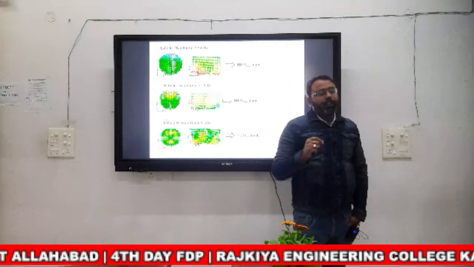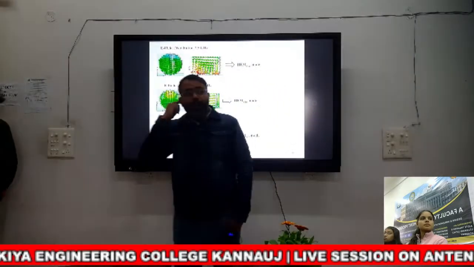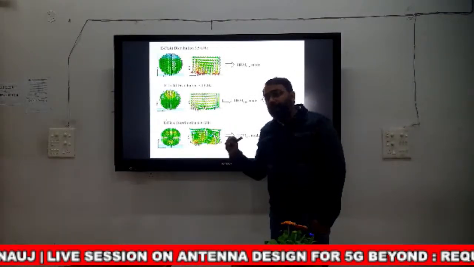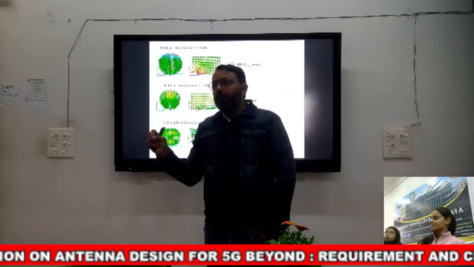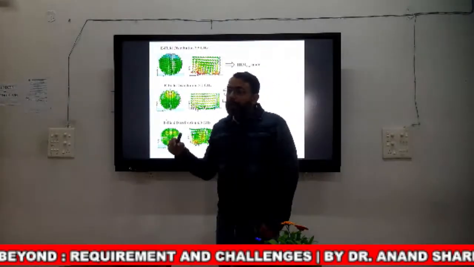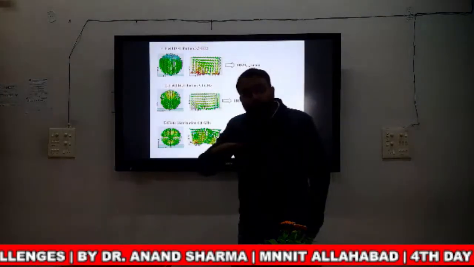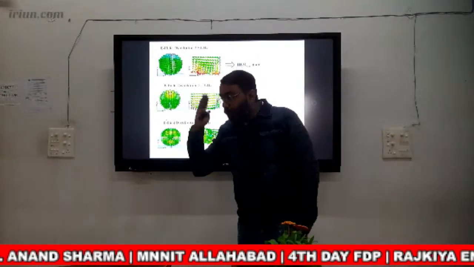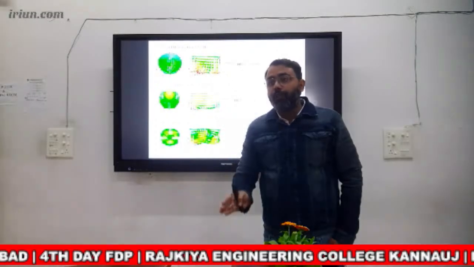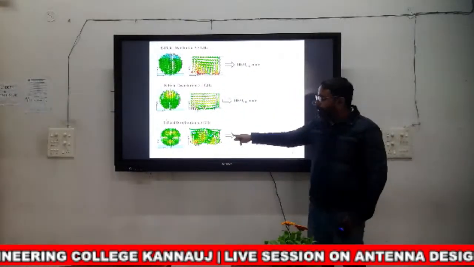Now one more thing which I want to discuss here is, in case of a DRA, as I already discussed from the first slide, dielectric resonators are widely used for storing the EMFs initially. In case of a DRA, there are lots of modes which are not used for radiating purpose. You have to identify which mode is for radiating purpose and which mode is not. So this mode is a non-radiating mode.